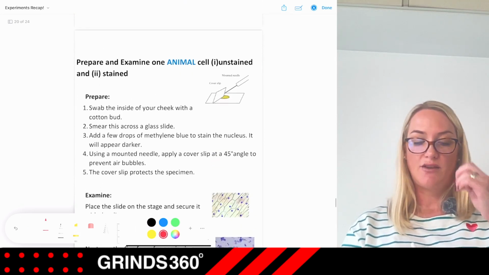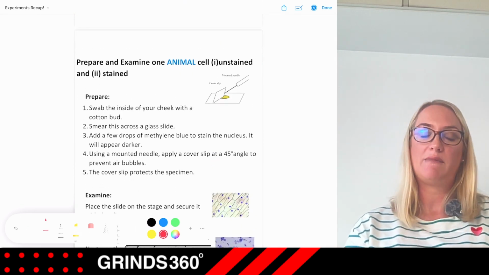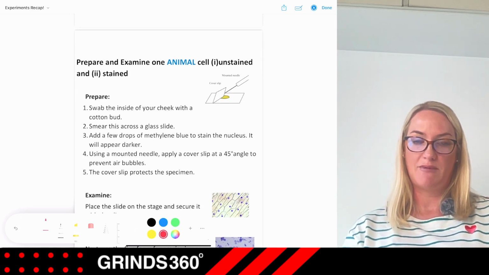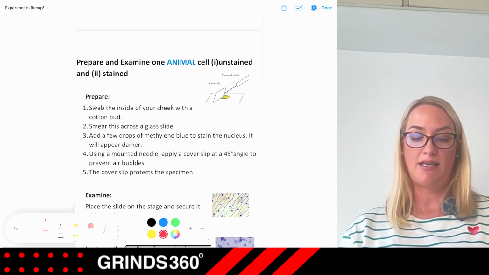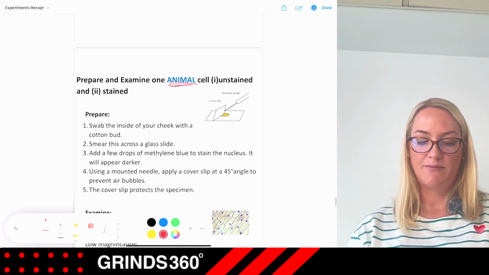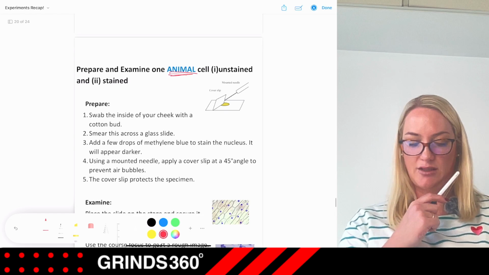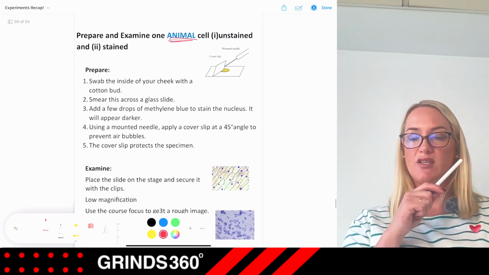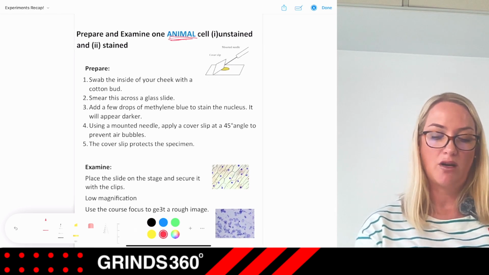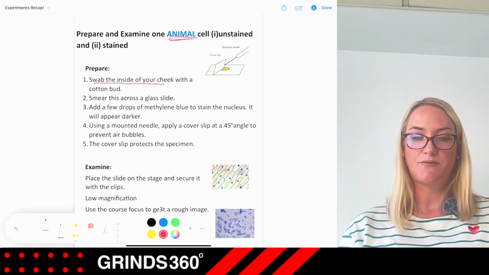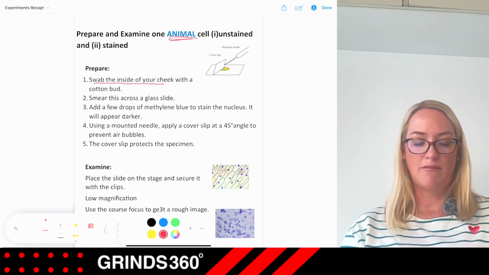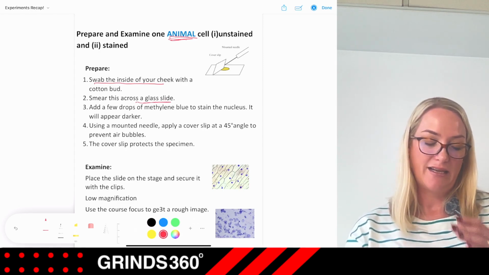Right, so then we're on to the microscope. You have to be familiar with the light microscope. I have not put that part in, so I'm assuming you are familiar with it. For your animal cell, this is going to be your cheek cell that you're going to look at. So you're going to swab the inside of your cheek with a cotton bud. There'll be marks for swabbing the inside of your cheek. You'll smear this across the glass. There'll be marks for saying this is put on your glass slide.